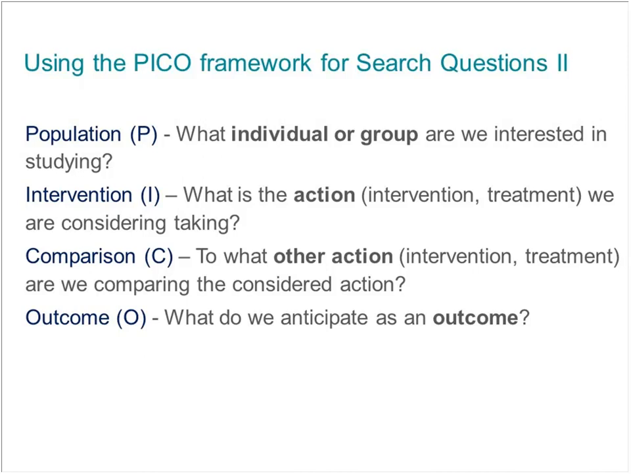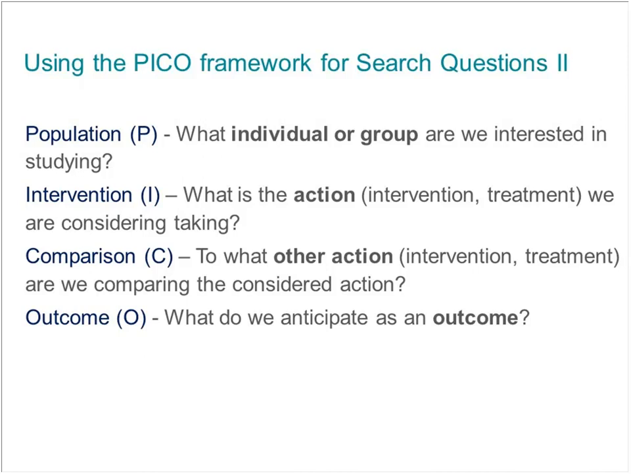The intervention is the action, intervention or treatment we are considering taking. That could be drug therapy, diet therapy, or surgery, for example. Then there's a comparison. There might be two forms of treatment, or two drug therapies. So again, you can compare two drugs, or if you consider smoking cessation, the intervention could be acupuncture compared to nicotine replacement therapy, for example.